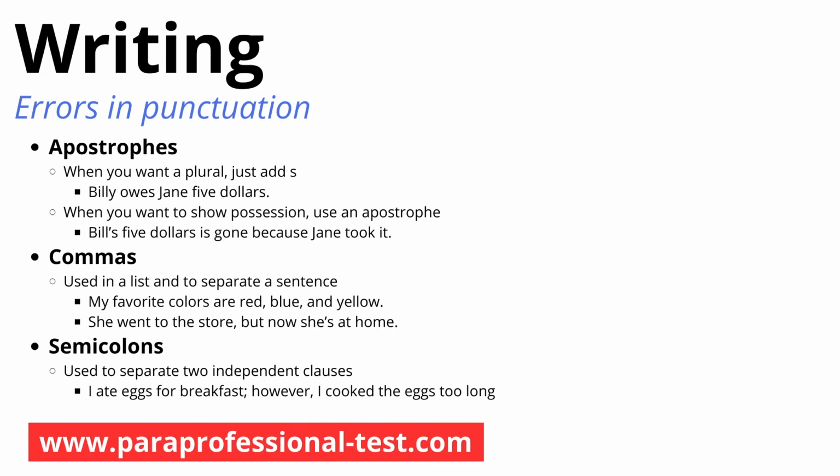Next, we have a semicolon. These are used to separate two independent clauses. So here's an example: I ate eggs for breakfast; however, I cooked the eggs too long. Two different sentences separated by a semicolon.